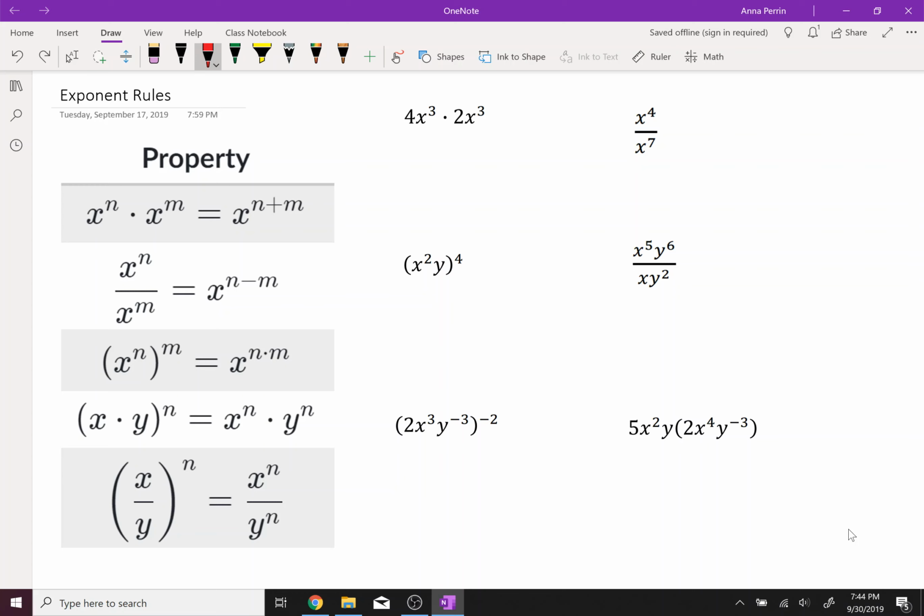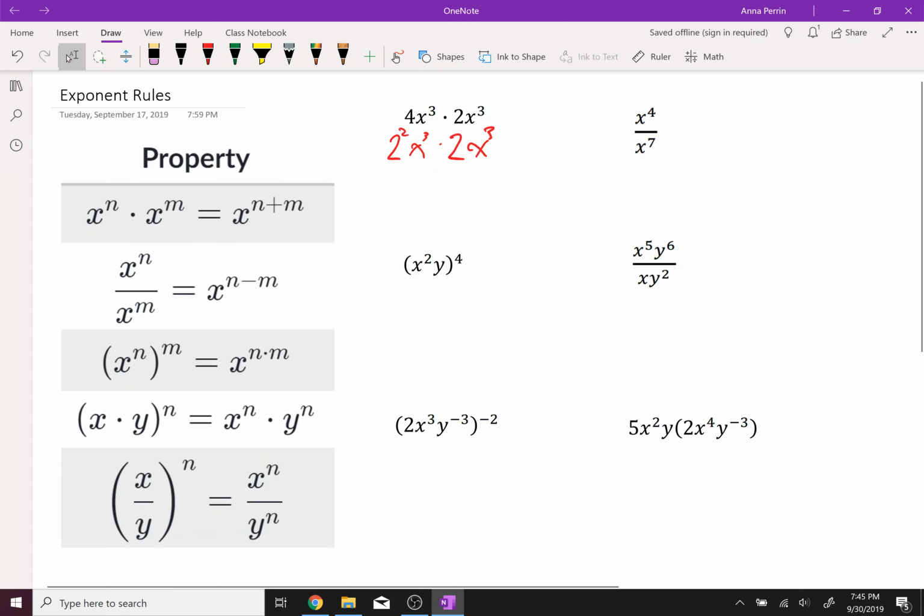Let's start with the one at the top left, 4x to the third times 2x to the third. I can see right here that I've got multiplication happening. So that's telling me that the product rule is the rule that I'm going to want to be using in this problem. Now, one thing that I'm going to do here is rewrite 4 as 2 to the second power. Is that something that's required to do? Not necessarily, but because I can see this 2 over here, I'm going to go ahead and do it as well. So now I've rewritten the problem as 2 squared x to the third times 2x to the third.